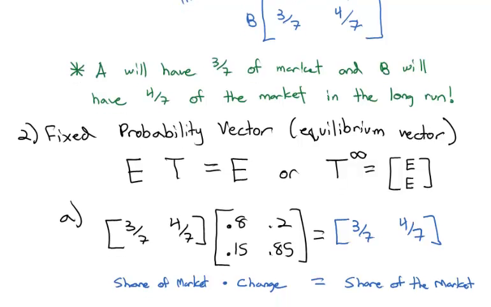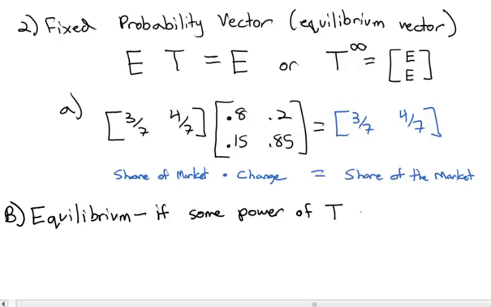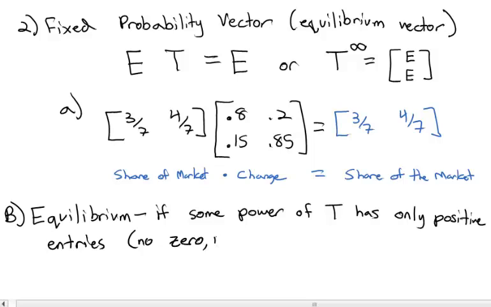Now that might bring up an interesting question. Off the Markov chain definition, when we're finding the equilibrium, we say that a Markov chain can reach equilibrium if some power of the transition matrix T has only positive entries. That means no zero, no negative.